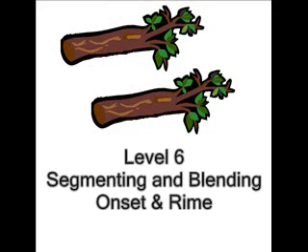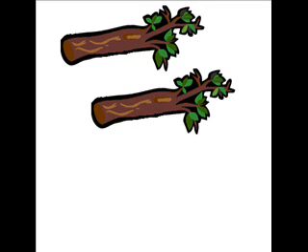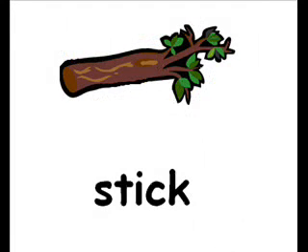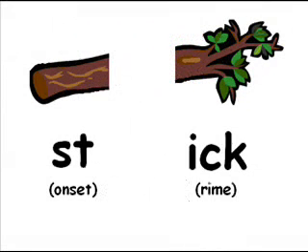Developmental level 6 goes with the word sticks, and it is segmenting and blending onset and rhyme. And I want you to imagine taking that stick apart and putting it back together again. And the ST is the beginning part of that word, or the onset, and the ICKS is the rhyme, which is spelled R-I-M-E. And basically it's just the beginning of the word and the end of the word. So number 6 for sticks is segmenting and blending onset and rhyme.